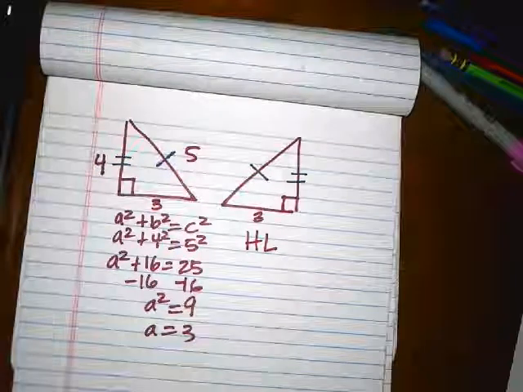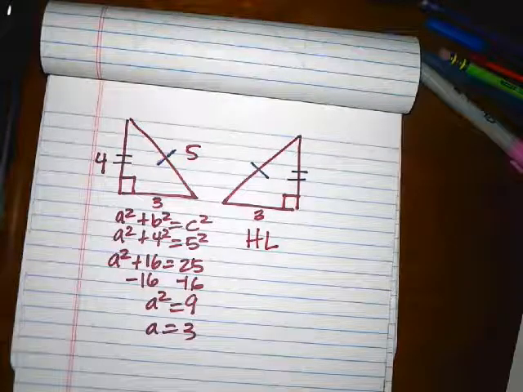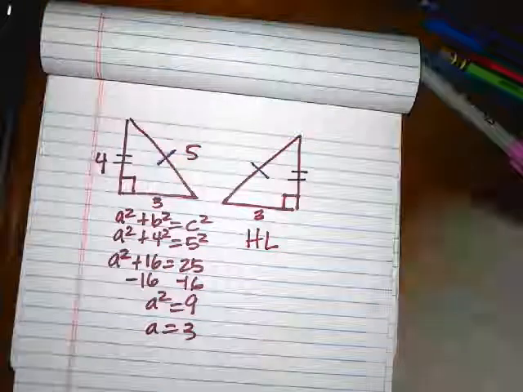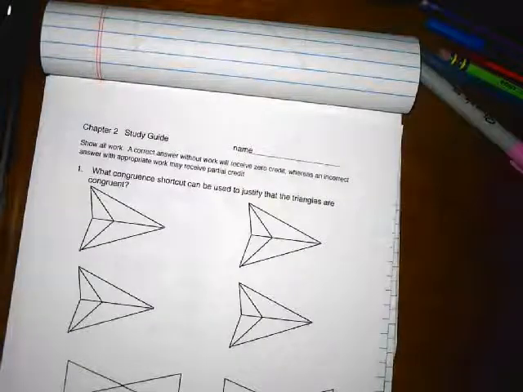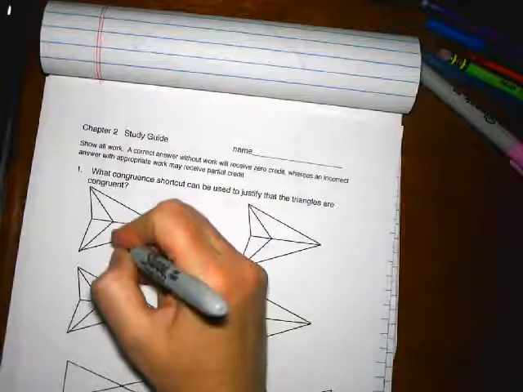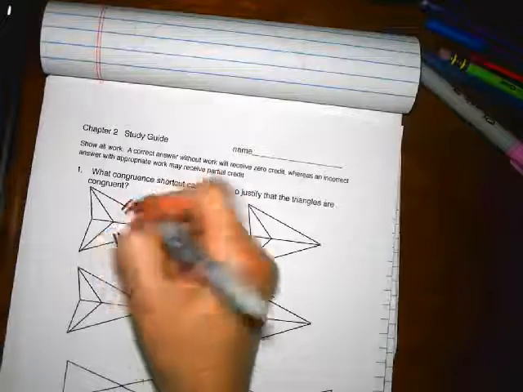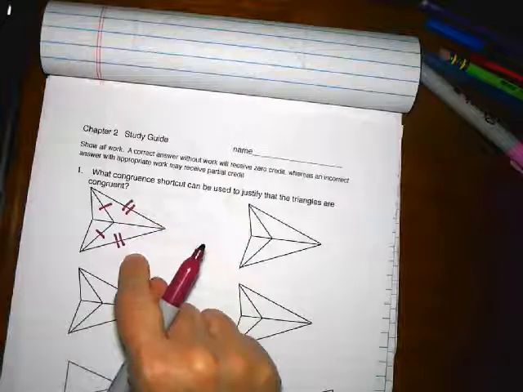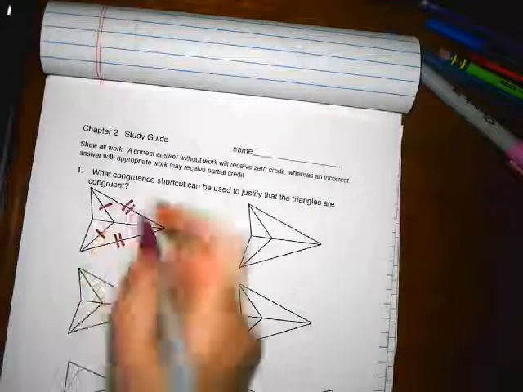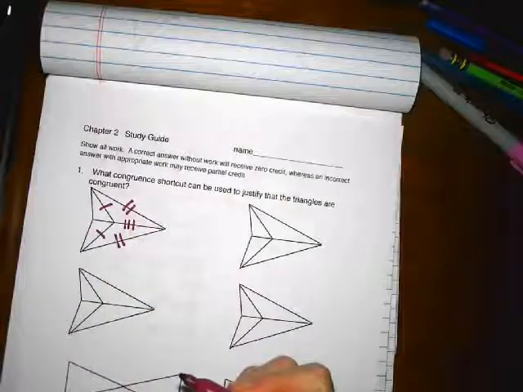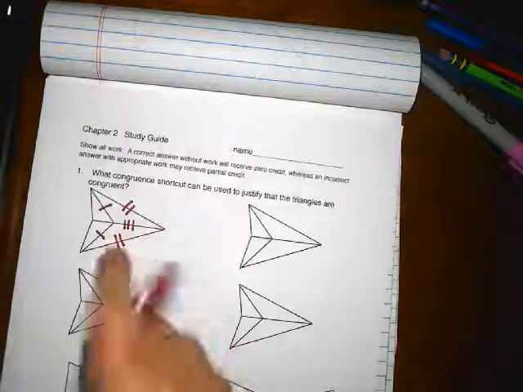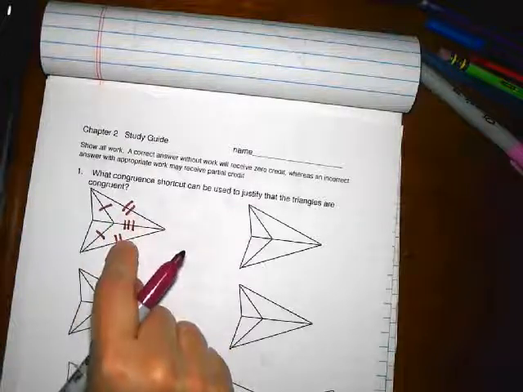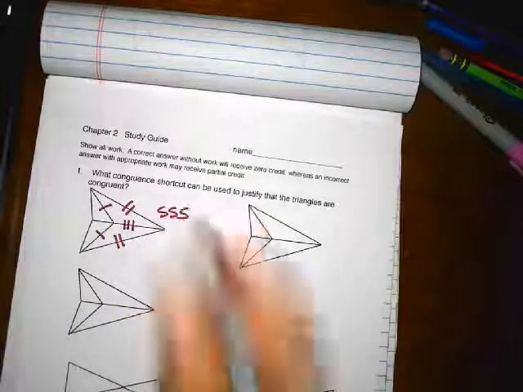And I want to show you how to do all the questions on the first page of the study guide. So I think your first page has markings like this. I've got a pair of sides that are congruent here, a pair of sides that are congruent here, and a shared side that's congruent to itself. So these two triangles are going to be congruent by side, side, side.